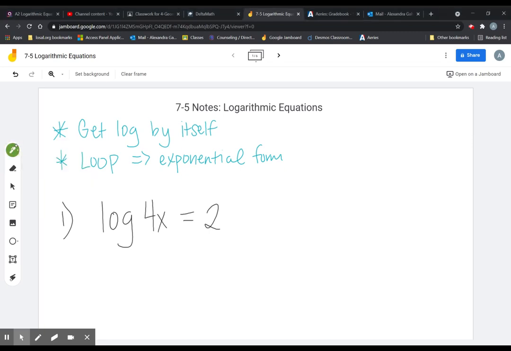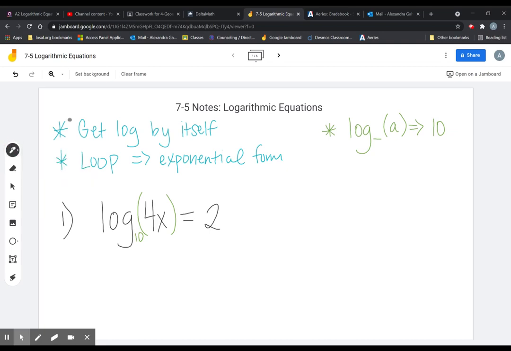If there aren't any parentheses around what's being taken, what's in the log, basically this 4x here, you can draw it in for yourself. And also, if the base is not there, we have to remember log of anything with no base means a log base 10. So I'm going to draw that little 10. And so we're going to loop.